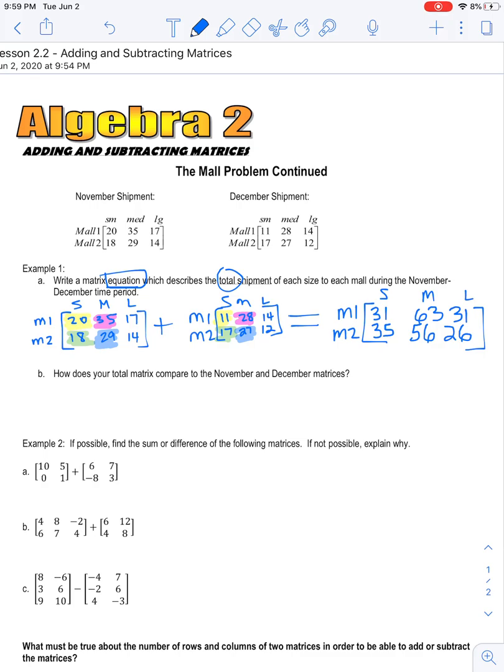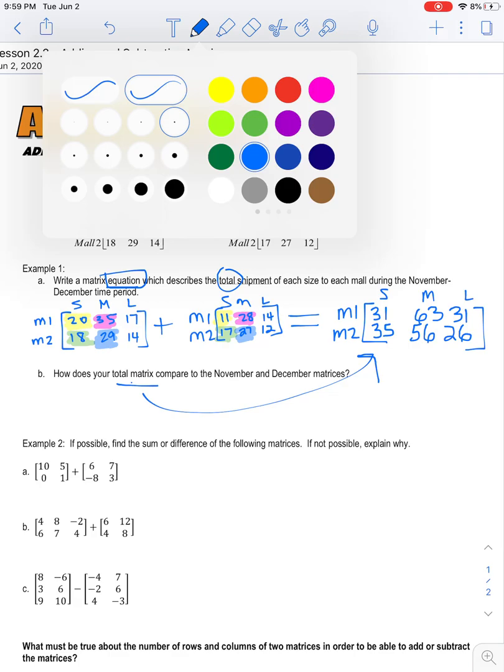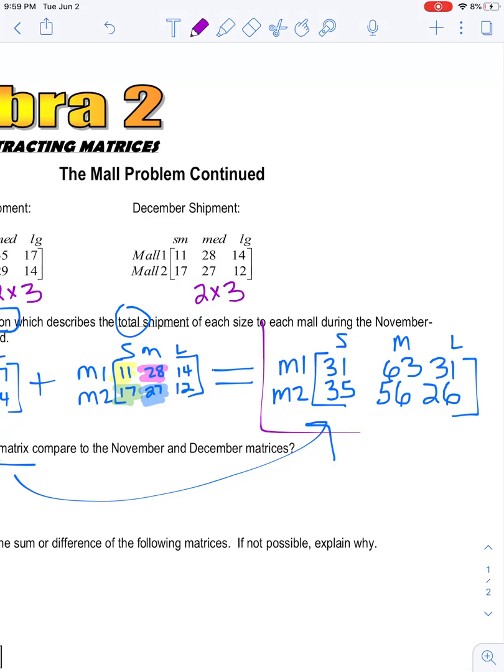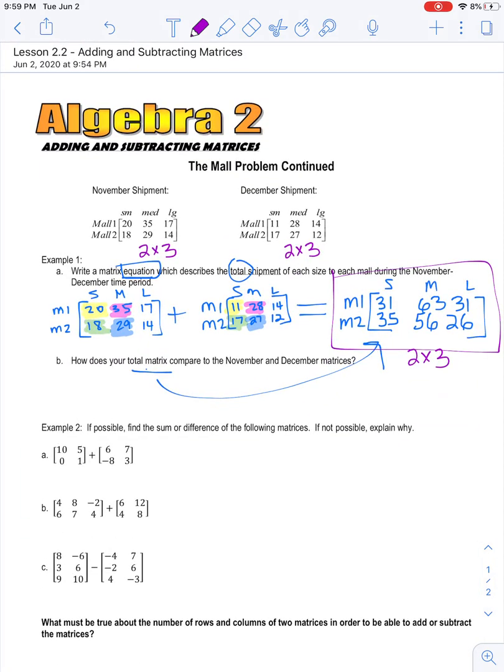Now part B says, how does your total matrix, which is kind of our answer over here on the right of the equation, how does this compare to each individual one? Well, the answer here is if you pay attention to the dimensions, for November the dimensions were 2 by 3, December the dimensions were 2 by 3, and look at our total. The dimensions here are also 2 by 3. When we're looking at dimensions, we don't include the labels, we just look at the numbers, and we have 2 rows and 3 columns. So how does our total compare to each one? I'm just going to put same dimensions, which means same number of rows and same number of columns.